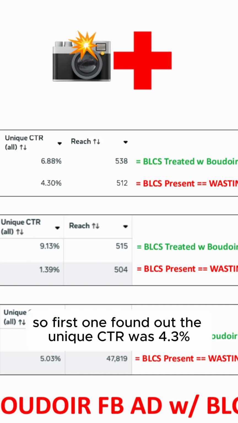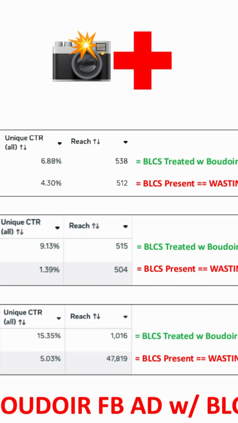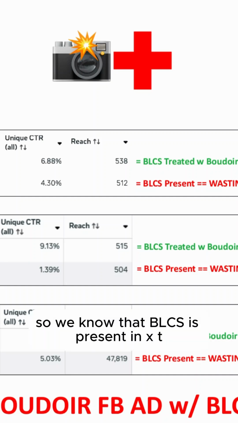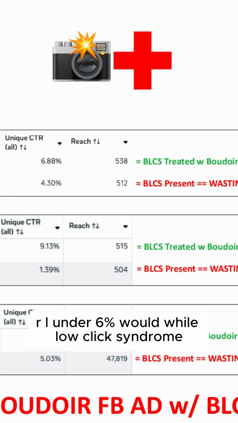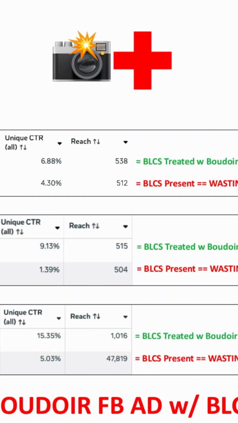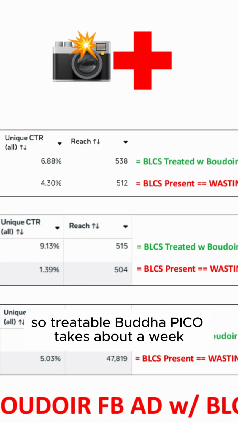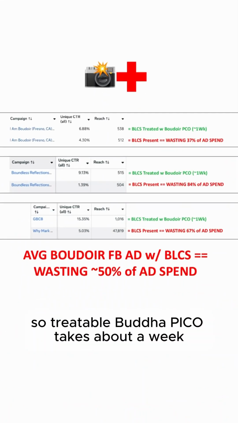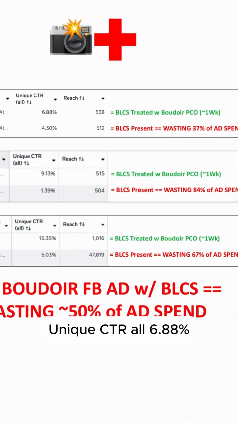So the first one, we found out the unique CTR is 4.3%. So we know that BLCS is present. Unique CTR under 6%, Boudoir low click syndrome. So treated with Boudoir Pico, takes about a week. Unique CTR 6.88%.